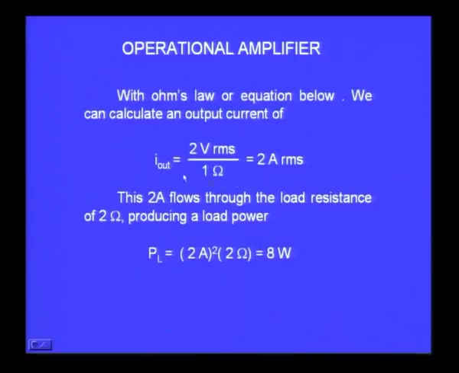So 2 volts divided by 1 ohm is equal to 2 amperes. So that is the current output. 2 amperes will flow through the load resistance 2 ohm, producing a load power of 2 ampere whole square into 2 ohms, that is equal to 8 watt. So this is the power dissipation of that particular load resistor.